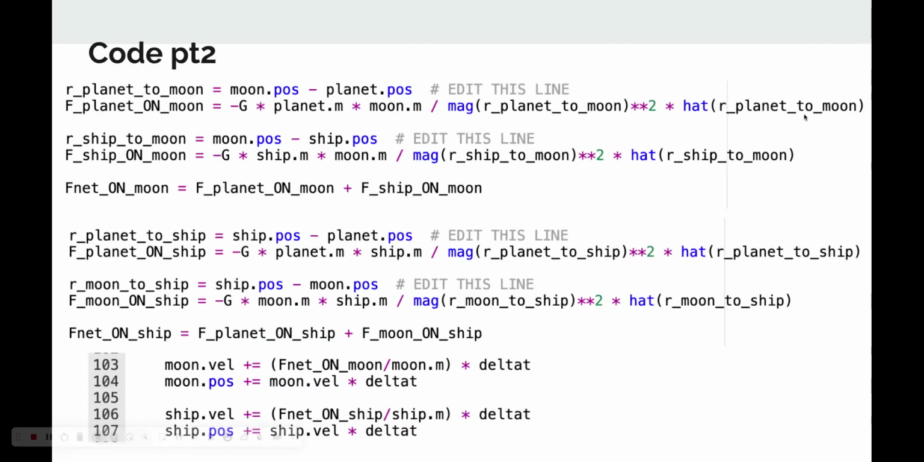The code for part 2 was first that we had to calculate the distance between the moon and the planet, which was given as planet to the moon. Also the force, where we used the universal gravitational law. Also the position of the ship to the moon, and the force that the moon had on the ship. And then the Fnet was calculated by adding the planet on moon and ship on moon forces. Also, the planet to the ship was calculated and the moon to the ship was calculated. Their forces were added together to get the Fnet on ship. So really, you're considering what effect the ship has on the moon, and also what the moon has on the ship.